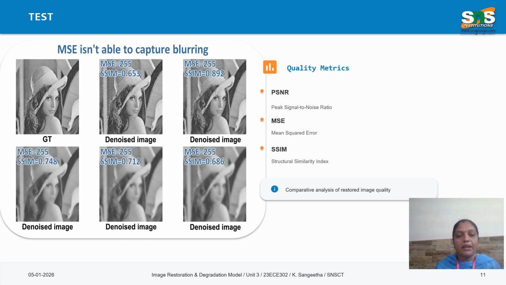These are some images for your understanding. Using restoration, we can evaluate peak signal to noise ratio, mean square error, and structural similarity index. These are some values of MSE, that is mean square error, 255, here also 255, but the SSIM is here 0.653, here 0.892. This is the denoised image, this is also a denoised image.